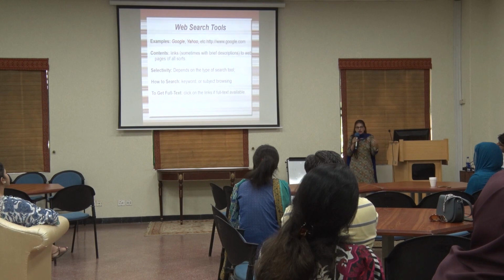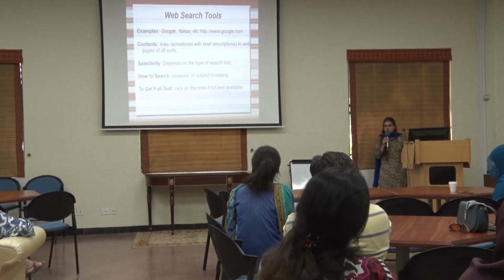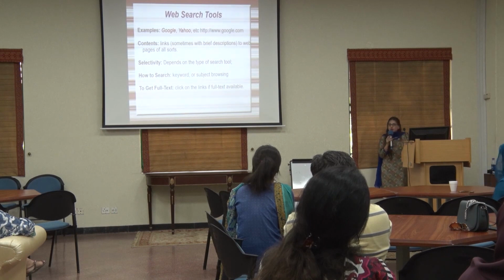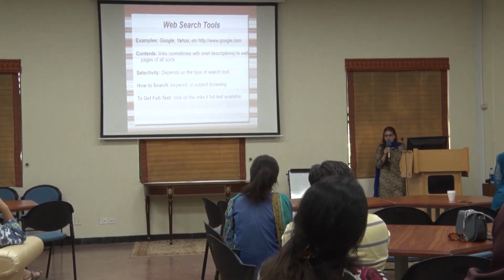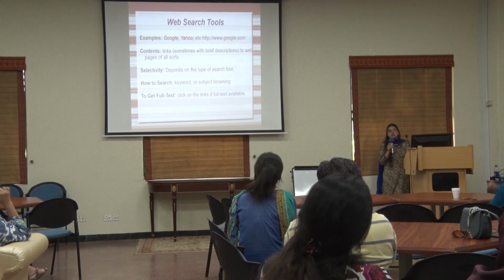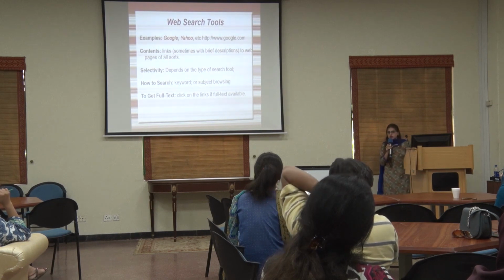So what does a search engine do? It retrieves links from different websites for the words that you search for, simply relating to the terms. The results depend upon the type of the search tool. You normally use keywords, not the whole sentence but specific terms. And for full text, if you find it over there, you click on the links and download the full text article from them. So it basically refers to different websites and gives you those links.